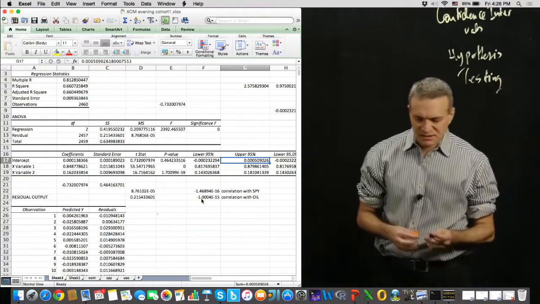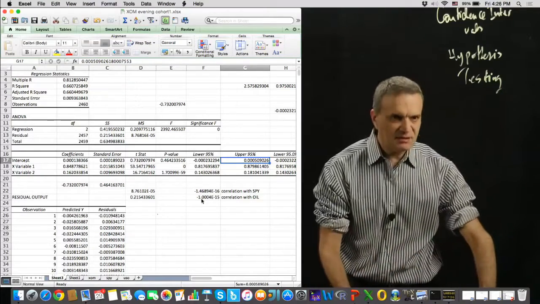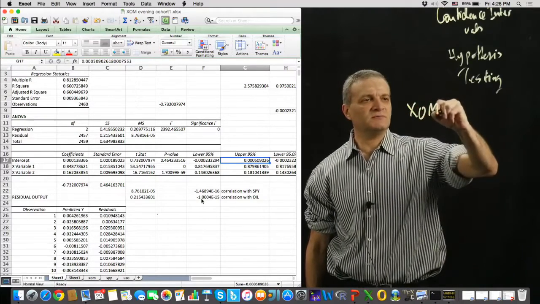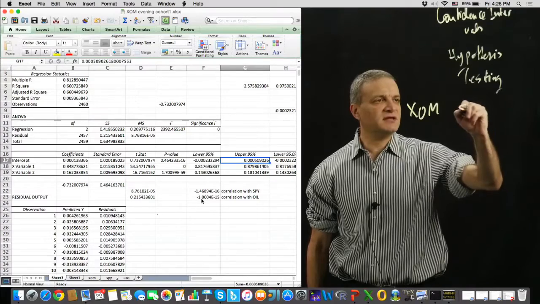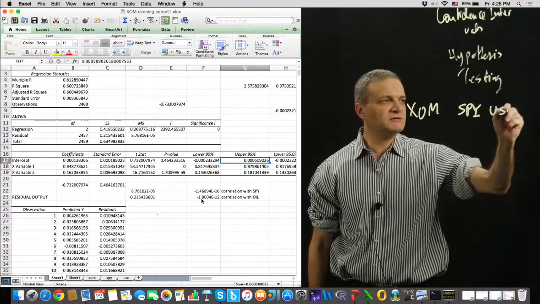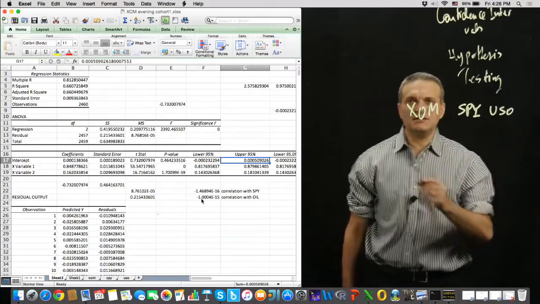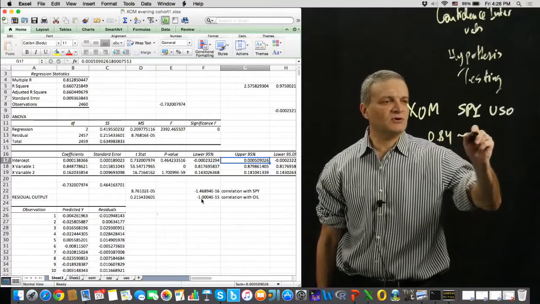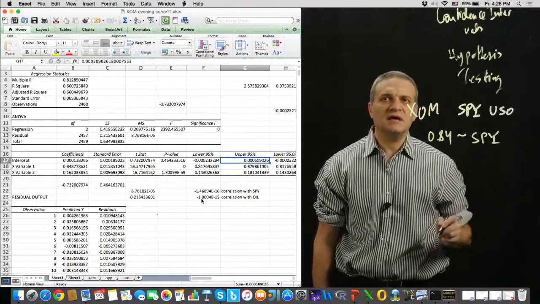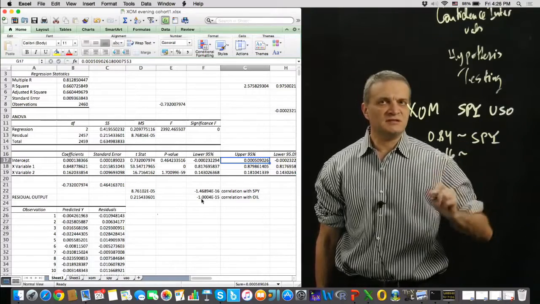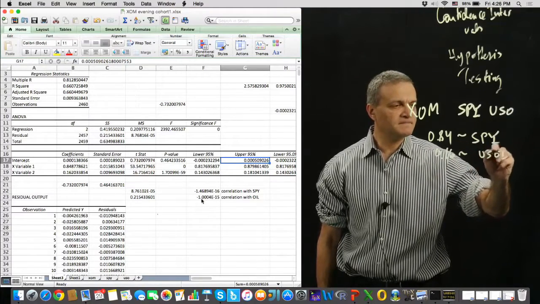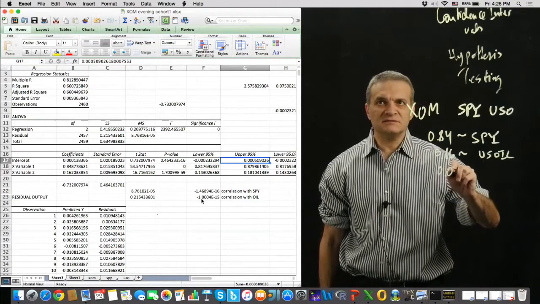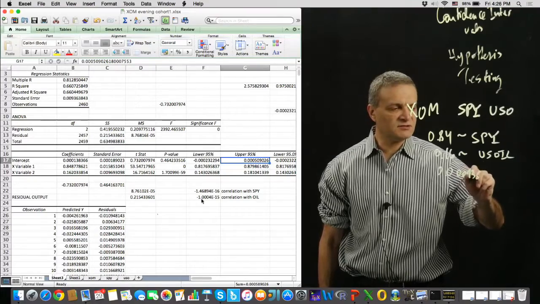So remember, in class we ran a regression of a stock, which is ExxonMobil. We ran it against the SPY index and oil. And you can see here that 0.84 is a coefficient for SPY, and 0.16 is a coefficient for US oil. And then you also have an intercept, which is 0.0001386, so it's very small.